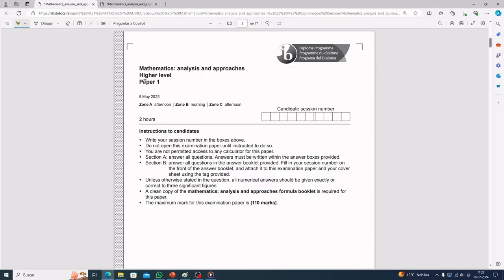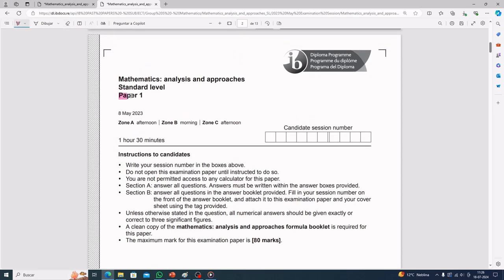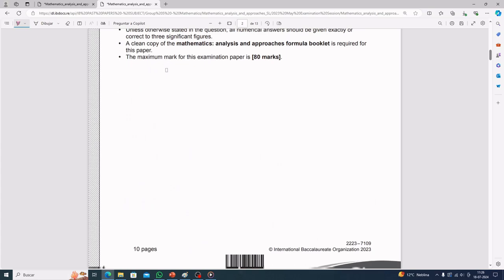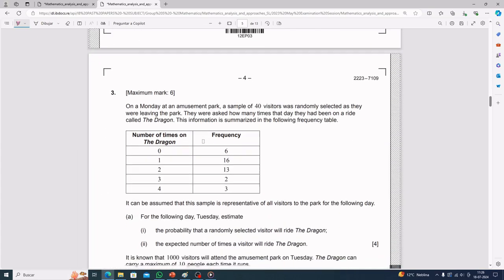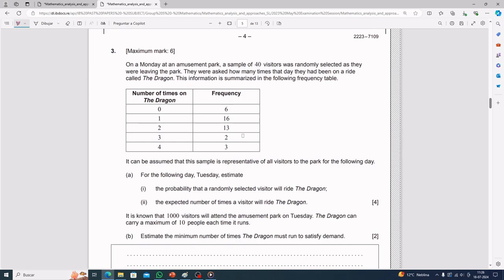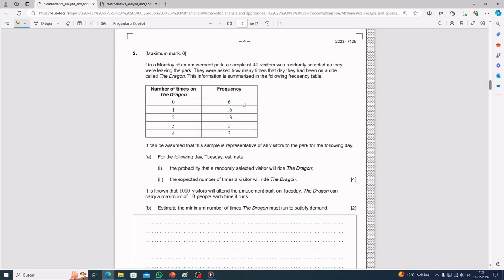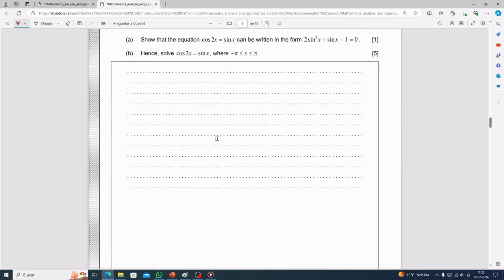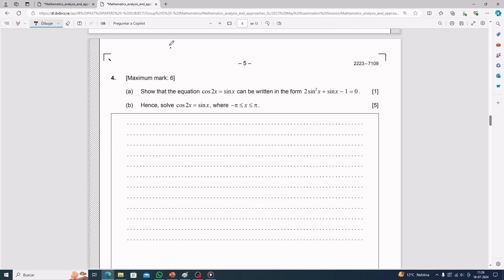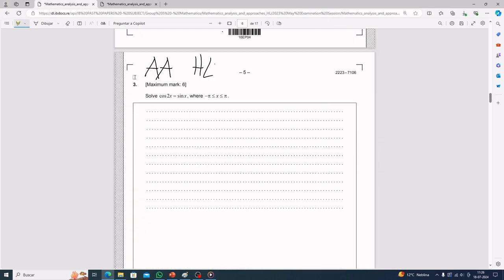All right, you guys, just a quick disclaimer here for paper 1 May 2023 for higher level. If we also look at the same paper 1 2023 but for standard level, you will notice that a lot of the exercises are exactly the same. For example, problem 3 for SL, which talks about the dragon and number of times on the dragon, is actually problem number 2 on HL. And the same happens down here: number 4 for SL is awfully similar to number 3 on AAHL. So keep that in mind.